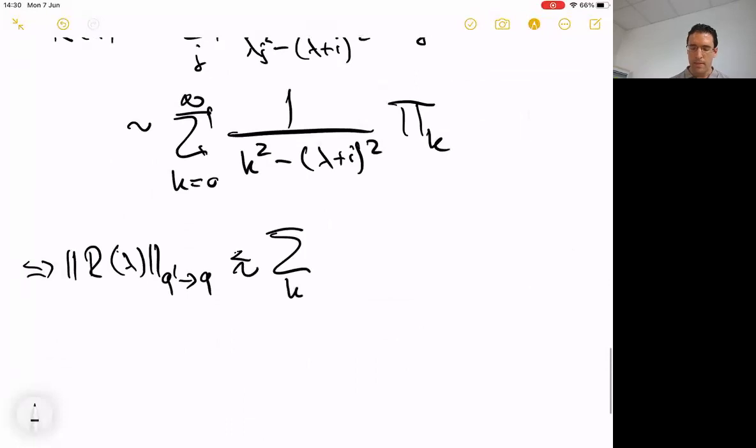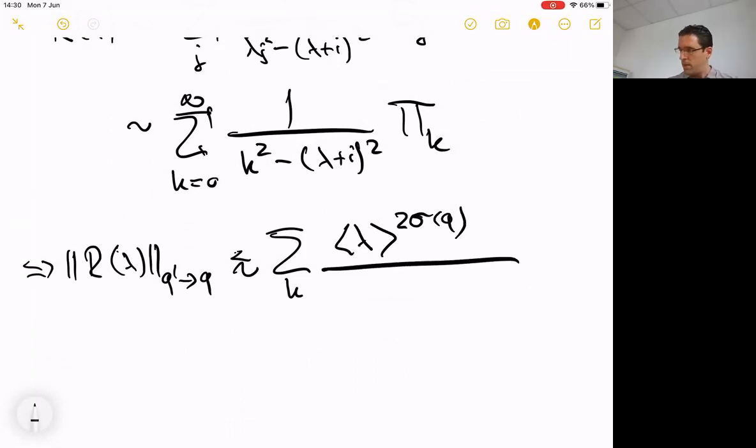So actually, you can formulate the spectral projection bound in a TT star way, and you can convert the L2 LQ to an LQ prime LQ norm. And what you have to do is you just have to square the right-hand side. So you have lambda to the 2 sigma q here. And then you have to divide it by whatever this denominator gives you. And it just gives you roughly k squared minus lambda squared plus lambda. If you separate the real part and the imaginary part, then that's roughly what it is.